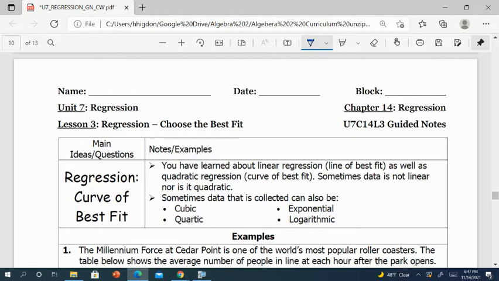Sometimes data is not linear, nor is it quadratic. Sometimes data that is collected can also be cubic, quartic, exponential, or logarithmic. And there are others, but we are just going to focus on these four here, in addition to the quadratic that we've already looked at in lesson number 2 and linear that we looked at in lesson number 1.